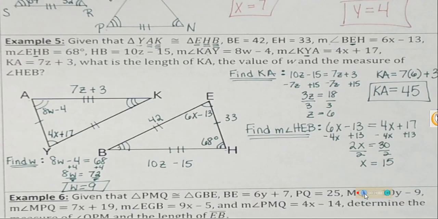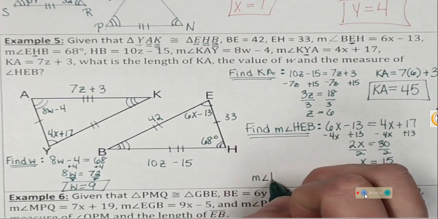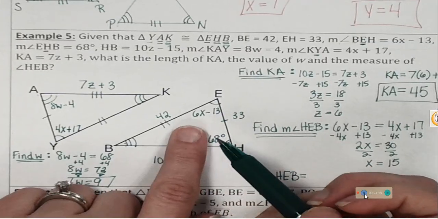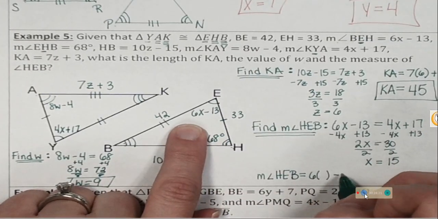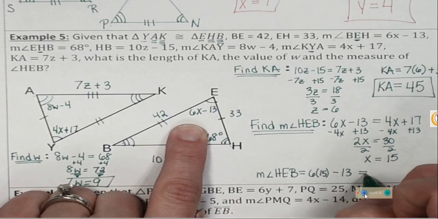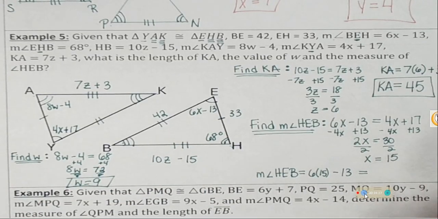Now, if this was a multiple choice test, I'm going to put x equals 15 on there. If you chose x equals 15, I would know you solved for x correctly. You'd be wrong, though. Why would you be wrong? Because I didn't ask you for x. I asked you for the measure of angle HEB. And HEB is 6 times x minus 13. And what did you just find out x is? 15. And so what is 6 times 15 minus 13?